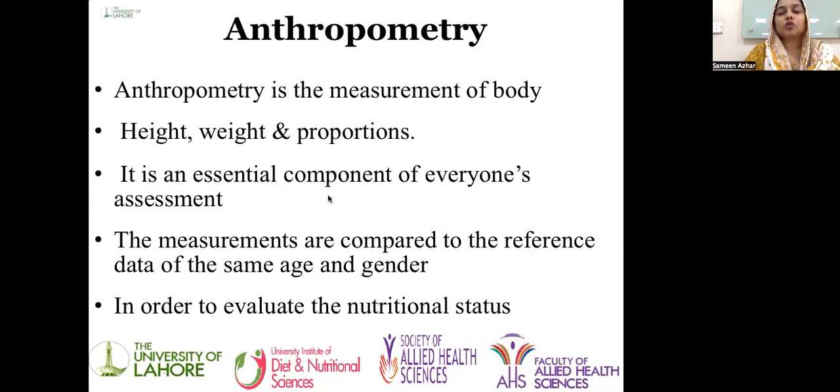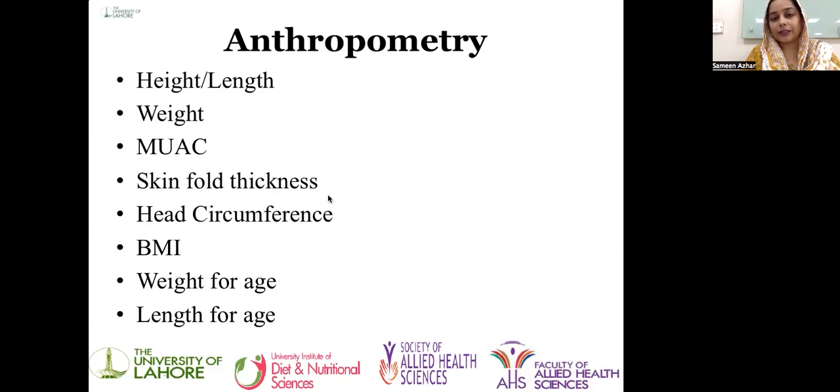Anthropometry, to be precise, refers to the physical bodily measurements that include the height of the person or the patient who has come to the nutrition care professional, their weight, their mid-arm circumference, their body mass index, and all relevant physical bodily measurements.